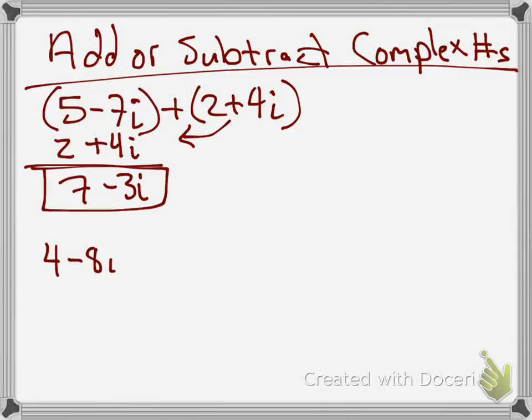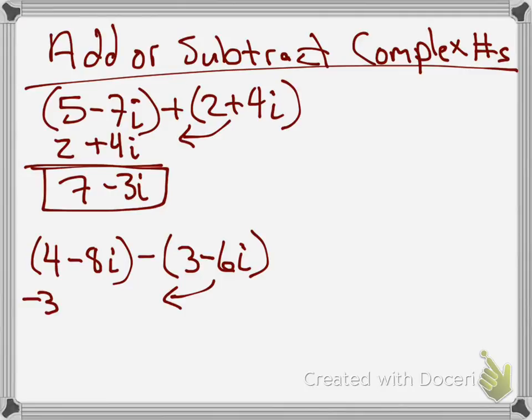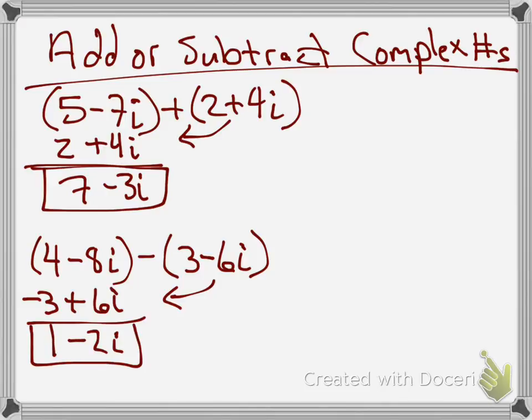If I was subtracting, just like you did on the previous test, you got to change the signs. So as I'm changing it, the positive 3 would become negative 3, and the minus 6 would become plus 6i, and then I could combine them. 4 minus 3 is 1, negative 8 plus 6 is negative 2i.